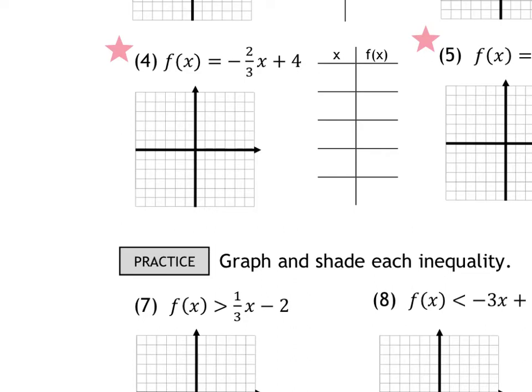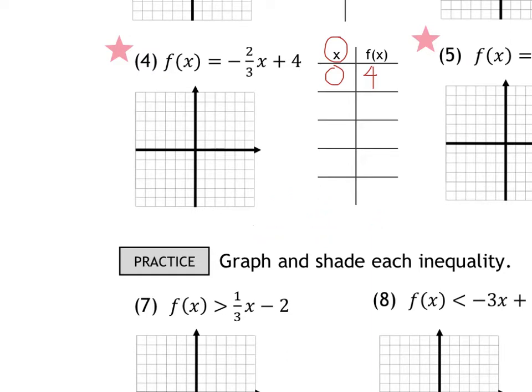All right, here we go. We are going to go ahead and create some x's for us to plug in. So the easiest x to plug in is 0. And when I plug that in, I get negative 2/3 times 0 plus 4, which goes away, leaving us with just plain 4.